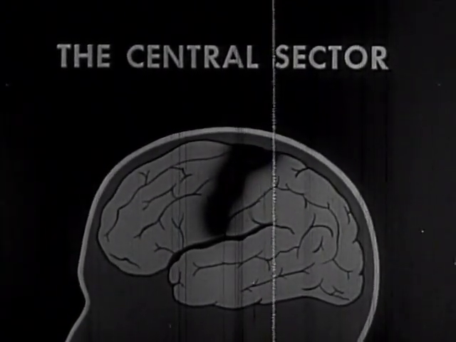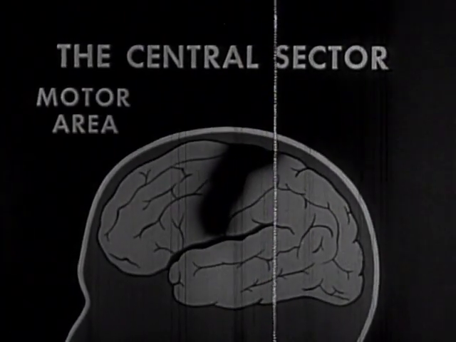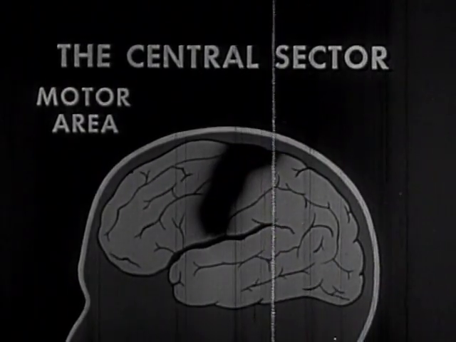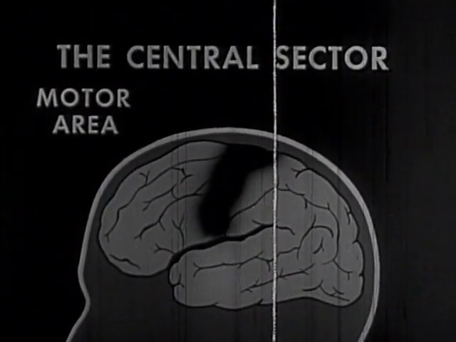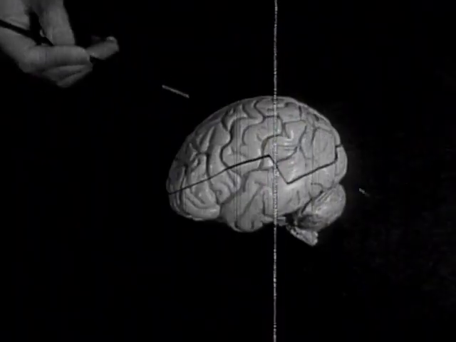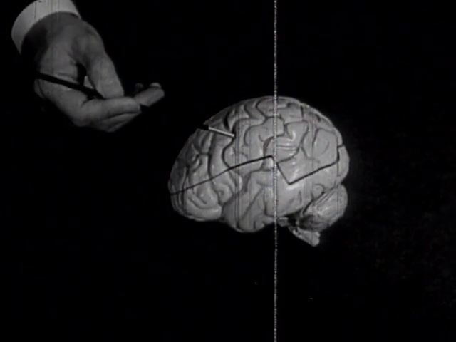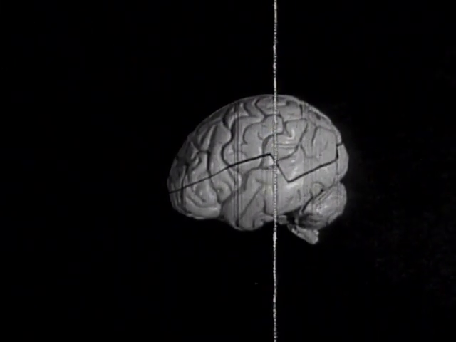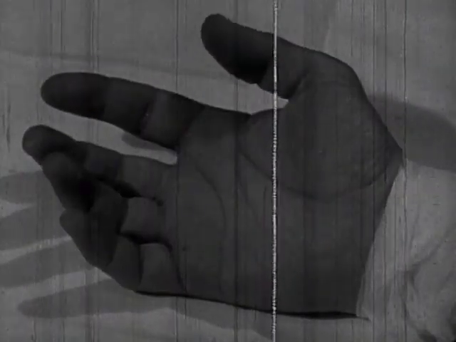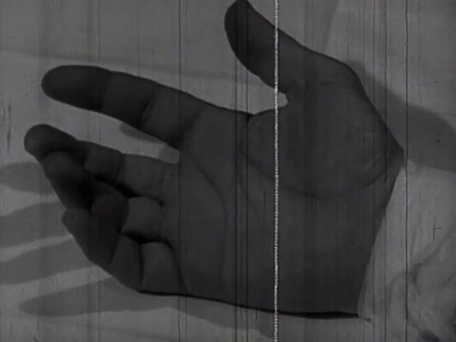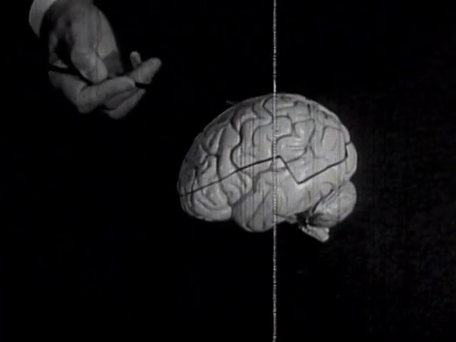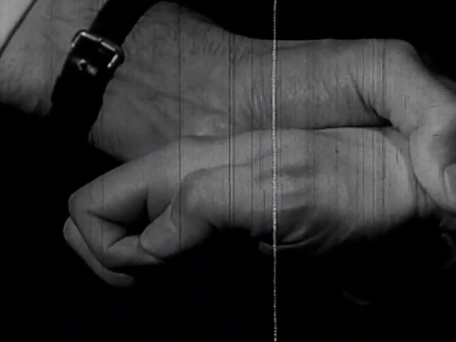In the central sector, in front of the sensory areas, are the motor areas of the brain. The left motor area controls movements of the right side of the body. The right motor area controls movements of the left side. Touching an electrode to a certain part of the motor area during surgery makes the patient's hand or thumb move involuntarily. If the same area is destroyed, the hand will be paralyzed.